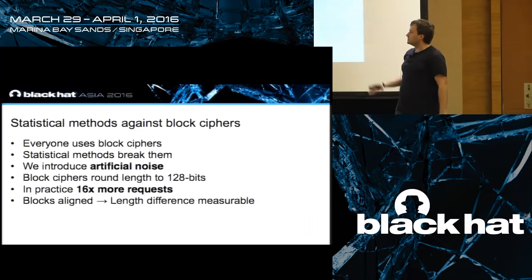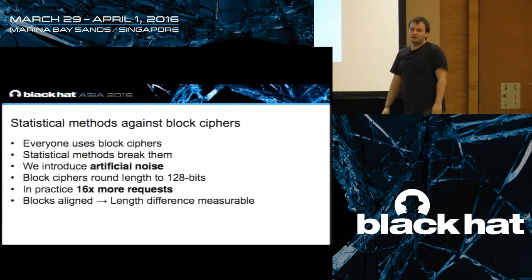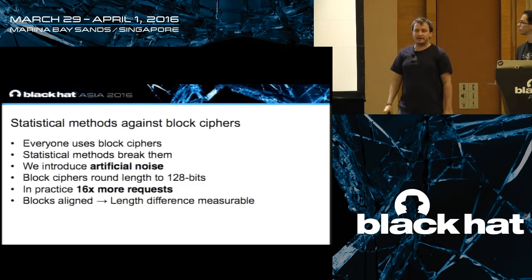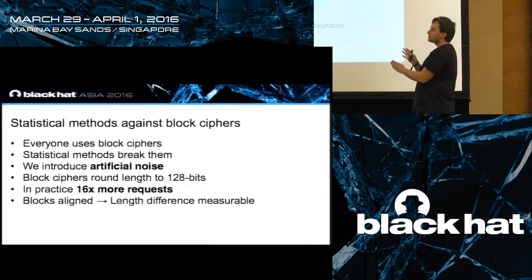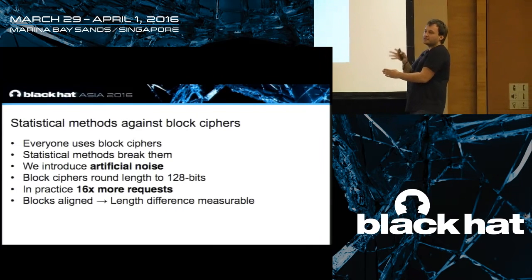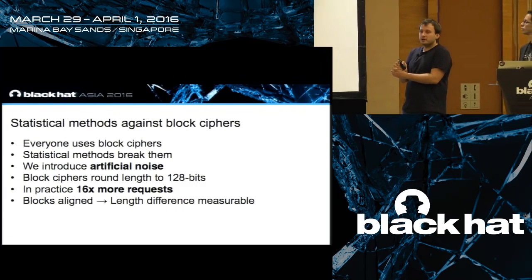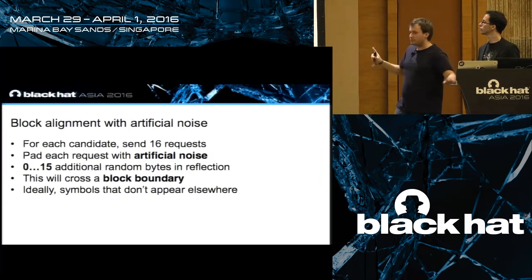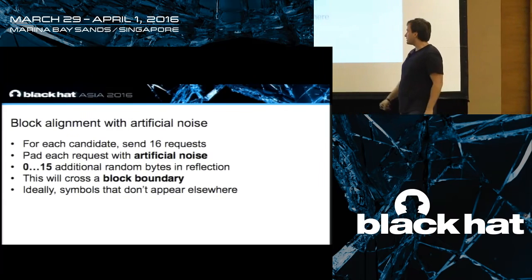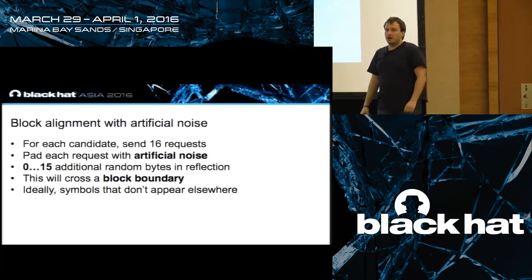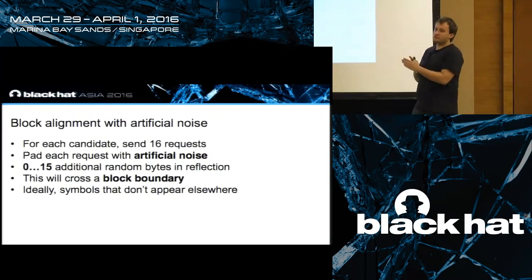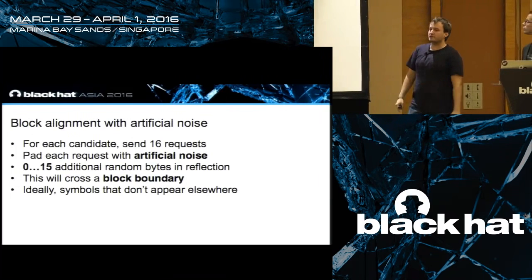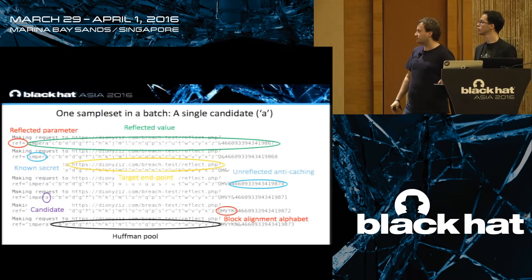Right. So how do we do this specifically for block ciphers? Well, it's actually quite simple. What we do is we perform 16 requests per candidate symbol instead of just one. And in each of these requests, we add some padding in the reflection value. And this results in sometimes blocks being aligned. Right? So I'll show it to you in a bit in a diagram. So we introduce some artificial noise. That artificial noise is basically just some random characters that are added to the reflection, and this causes the ciphertext to either cross or not cross a boundary.